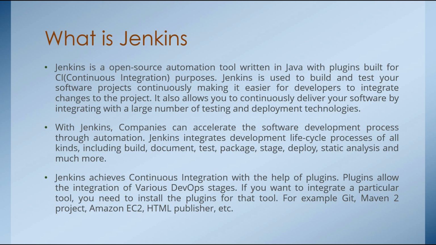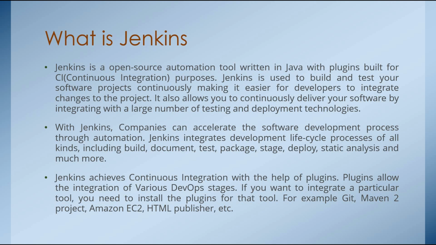And the next use case is Jenkins achieves continuous integration with the help of plugins. So how Jenkins is achieving continuous integration is with the help of plugins that we install in Jenkins. If you want to integrate a particular tool, you need to install the plugin for that tool. For example, if you want Git, you want the Git plugin. If you want Maven, you want the Maven plugin. If you want Amazon EC2, you have to install Amazon's plugin. If you want HTML publisher, you have to install the HTML plugin.